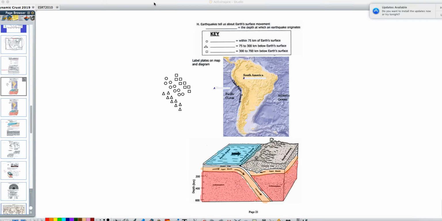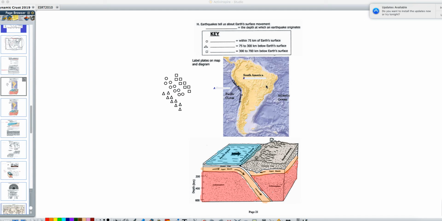Hi everyone, welcome back, and we're going to take a look at the last bit of plate tectonic information that we need to understand. So what I'd like you to do is take your dynamic crust packet and turn to the page that looks like this. It's currently page 21. It's got South America on it, and beneath it it has a cross section of a convergent boundary right here. So locate this, and also please open your ESRT to page 5, the plate tectonic maps.